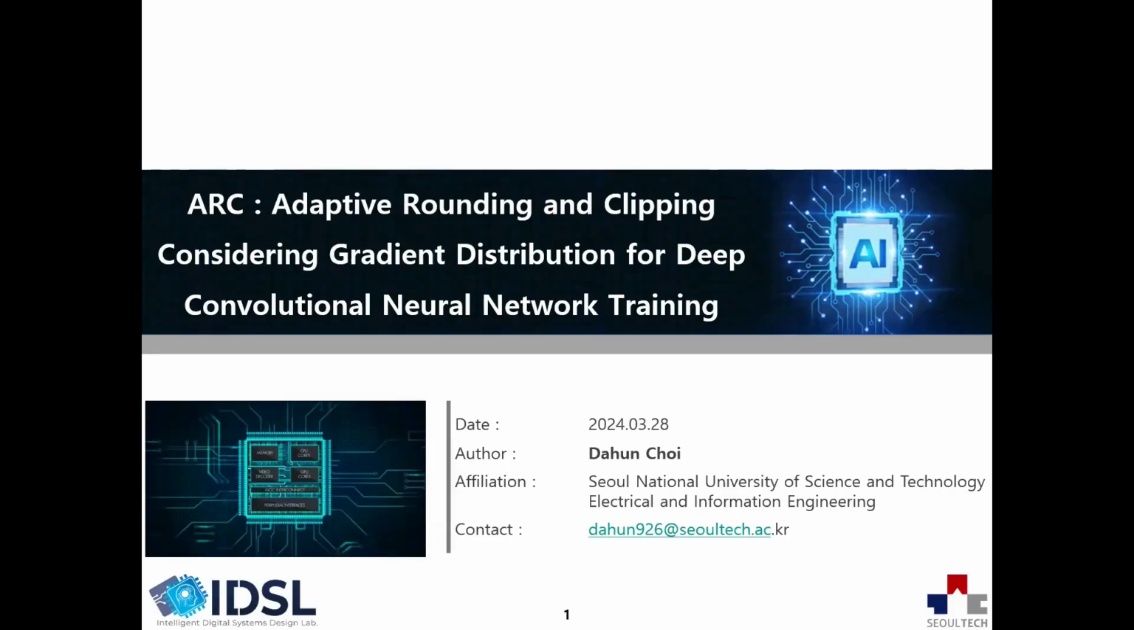Hi everyone. The paper I have prepared is ALC, additive rounding and clipping, considering gradient distribution for convolutional neural network training. We start the presentation.